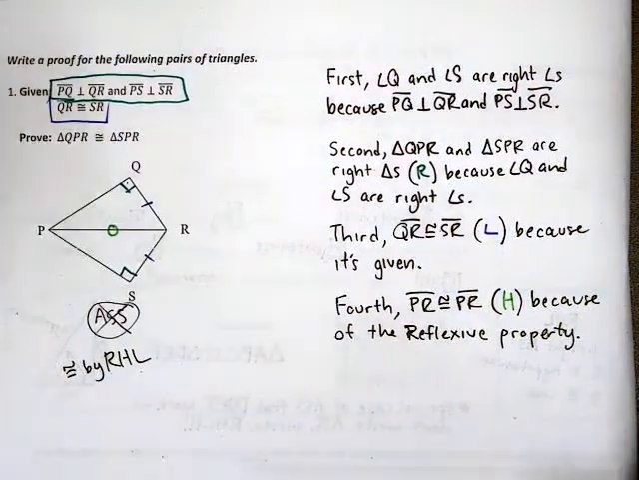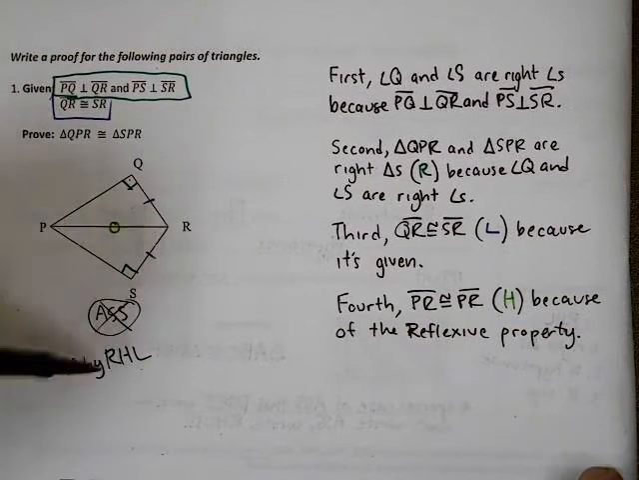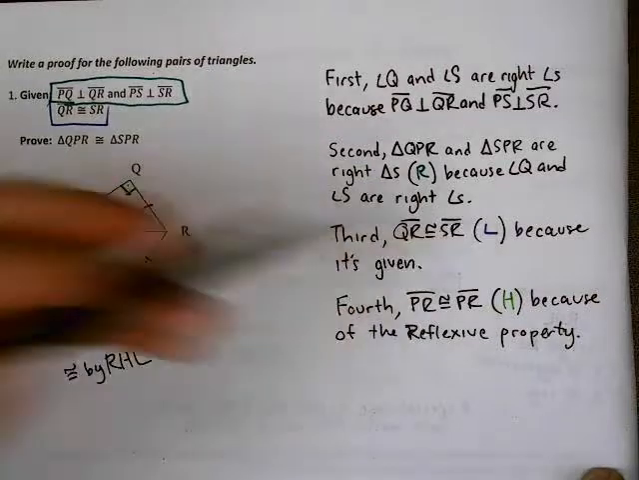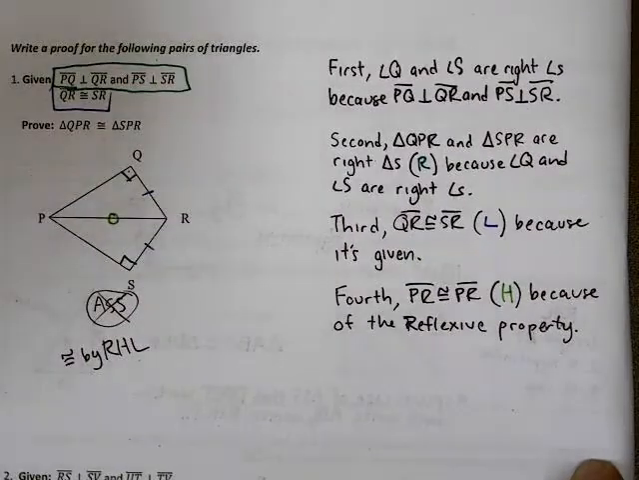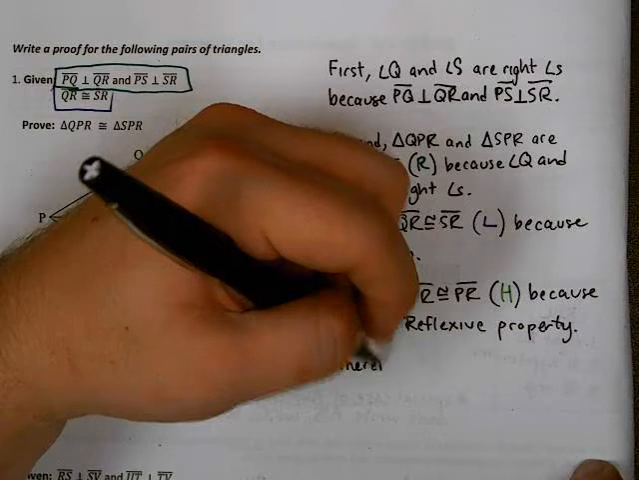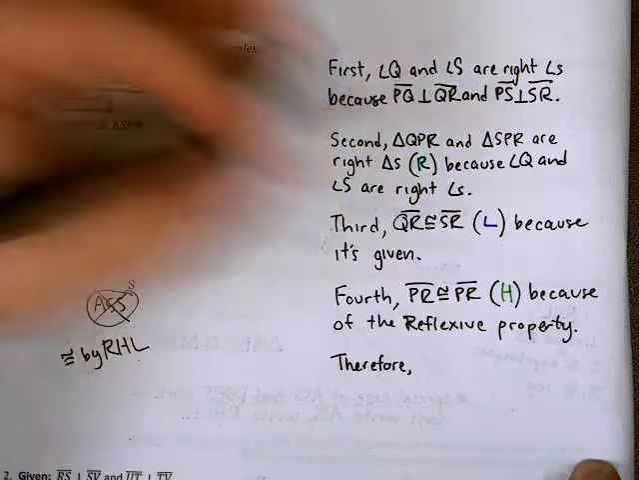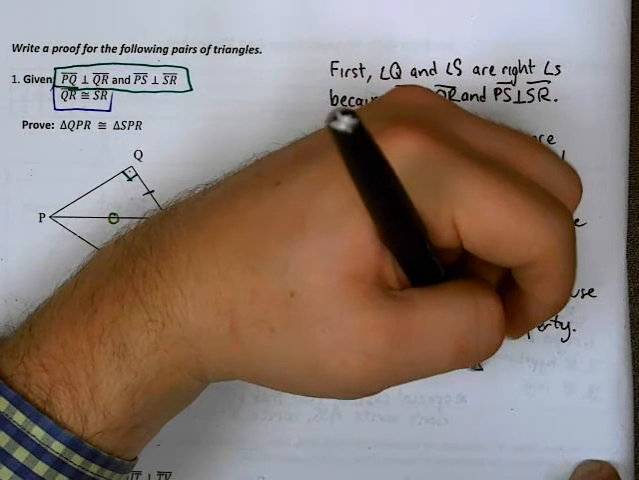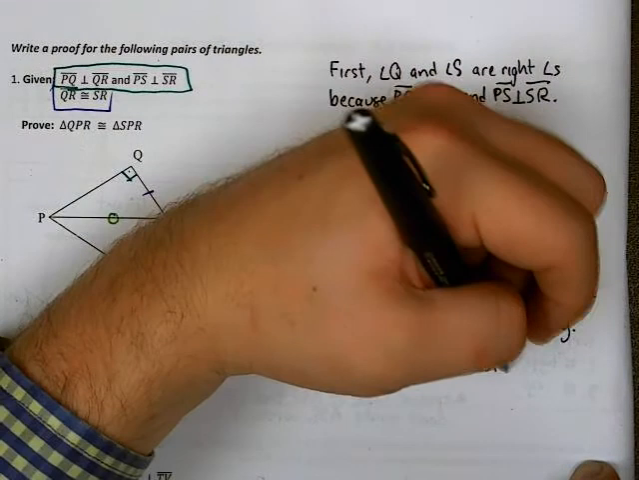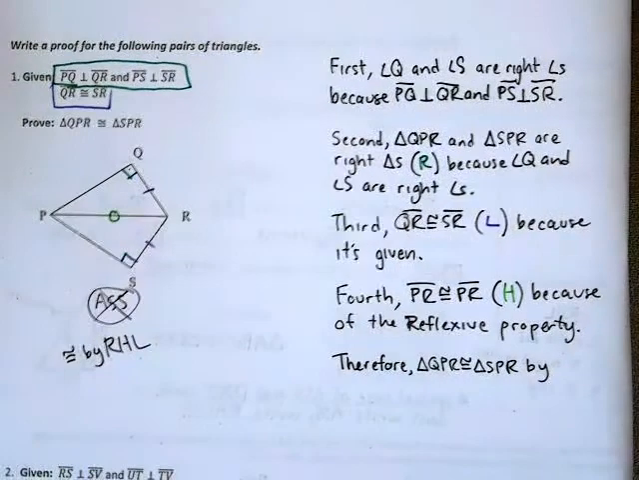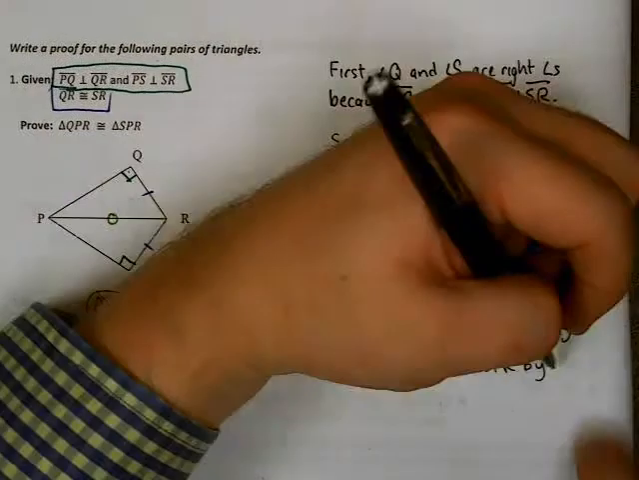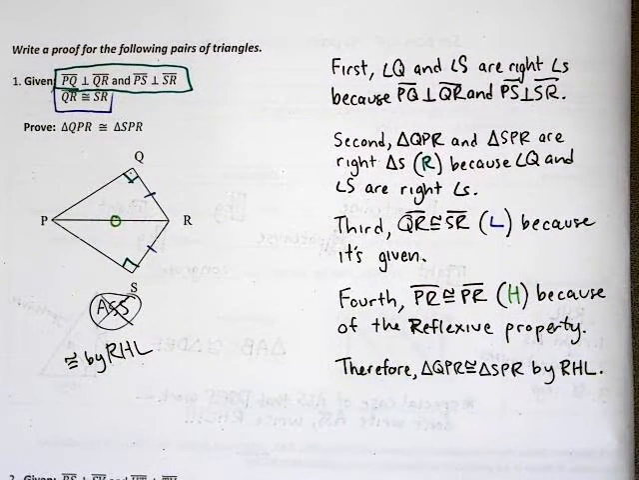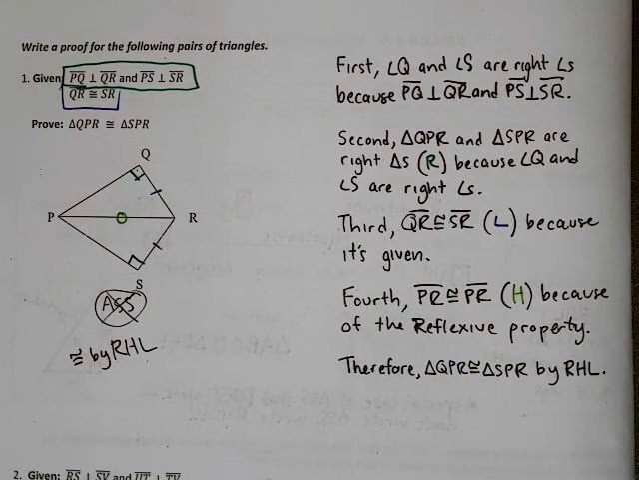Okay? So now what do we notice? We needed an R, an H, and an L. We have an R, an H, and an L. We're done, guys. Well, sorry, almost done. We end with that therefore. Therefore, the triangles are congruent, so triangle QPR is congruent to triangle SPR. And what new postulate did we use? Well, we used RHL. So by RHL. And that is our first example of using the HL, or in our case, the RHL postulate.